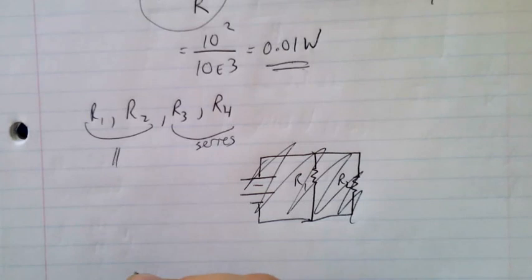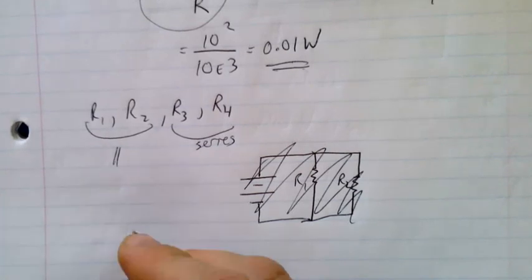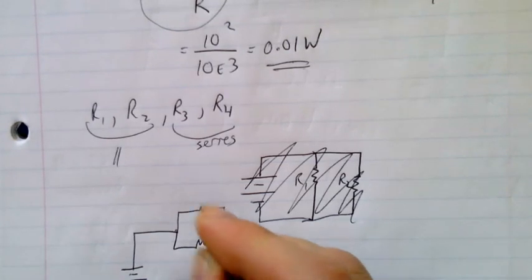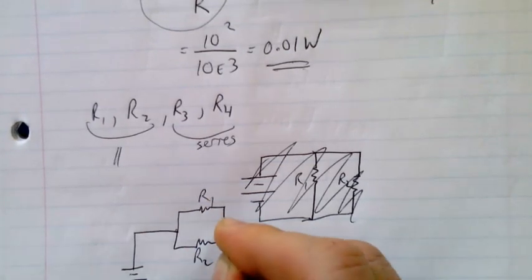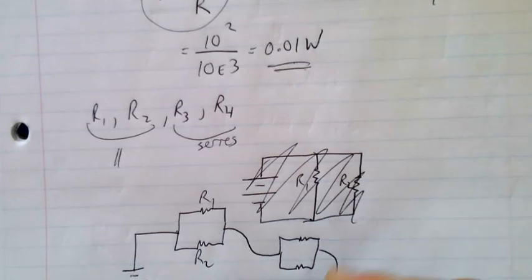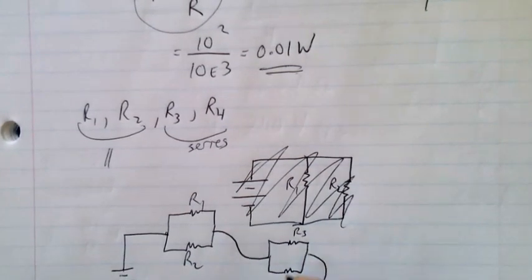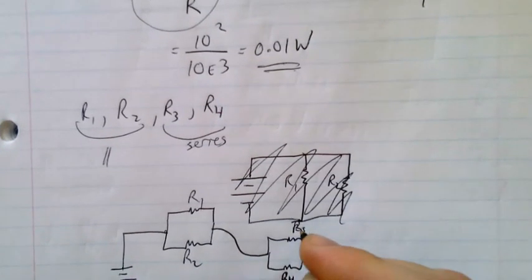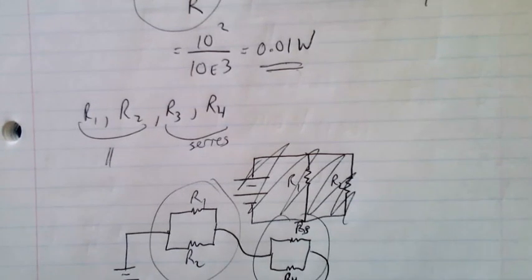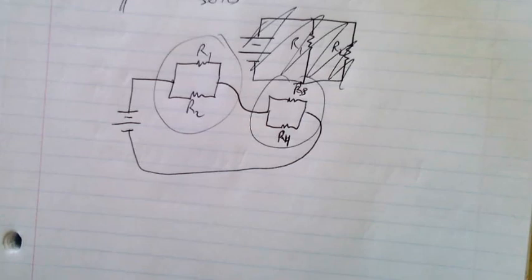So if we had R1 and R2 in parallel, here's R1 and R2, and R3 and R4 are in parallel, but then this group and this group are now in series with each other. Let me see if I can give you the full picture here. Okay, so that's one way to draw all these things together.